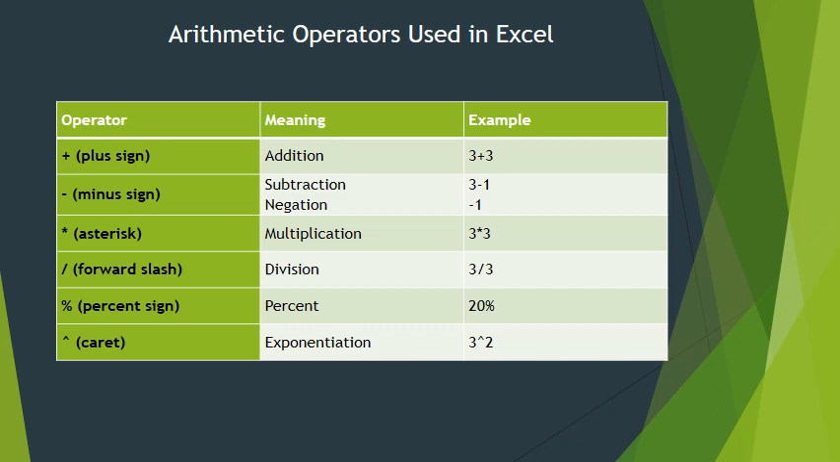This table shows you the different arithmetic operators that Excel uses. Most of them you're familiar with: the plus sign, minus sign. The asterisk may be new to you. It is used for multiplication. The forward slash is used for division. The percent sign is used for a percent. It will automatically change that into a percent for your calculations. And the caret is used for exponents. So for instance, this right here would be 3 raised to the second power.